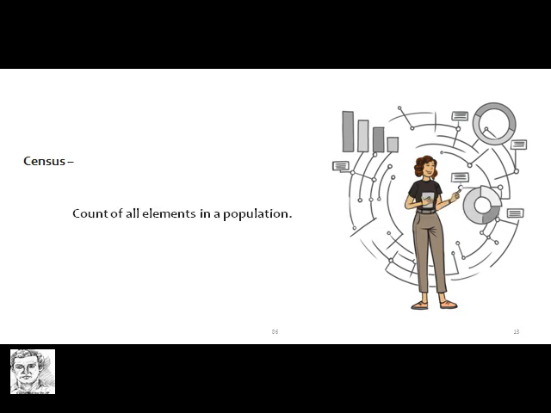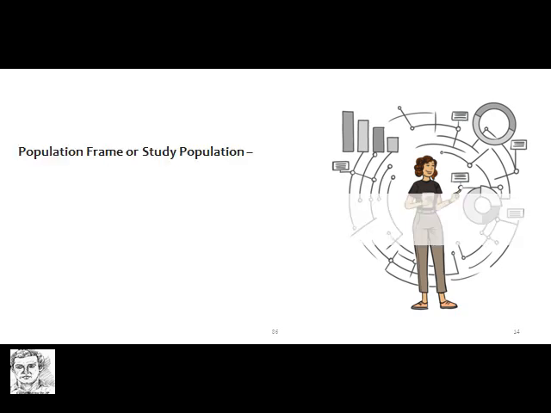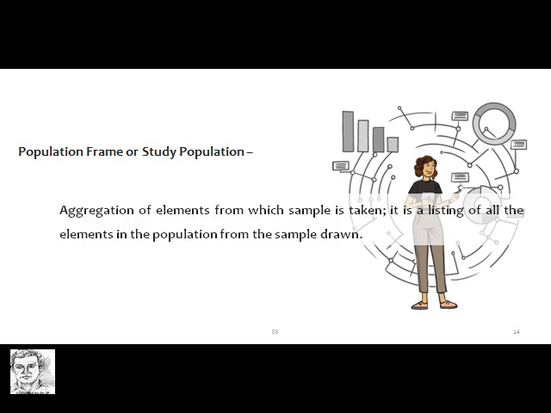Census: count of all elements in a population. Population frame or study population: aggregation of elements from which the sample is taken. It is a listing of all the elements in the population from which the sample is drawn.